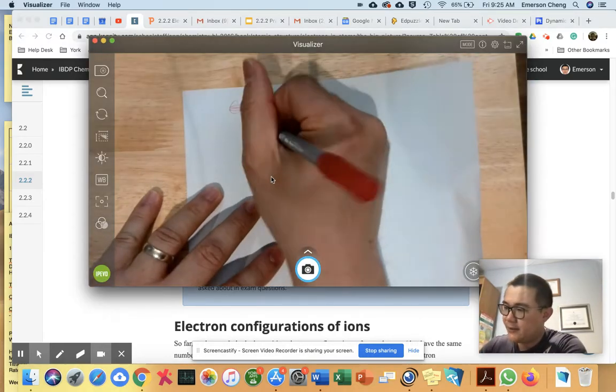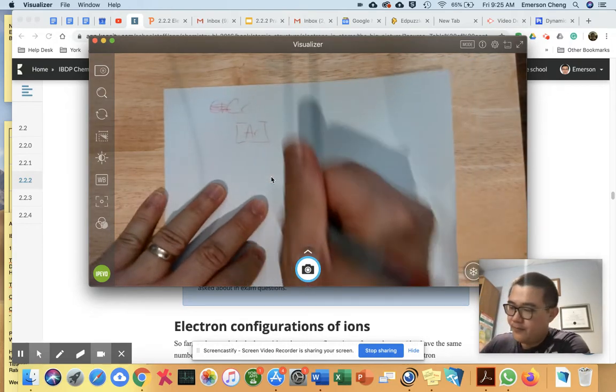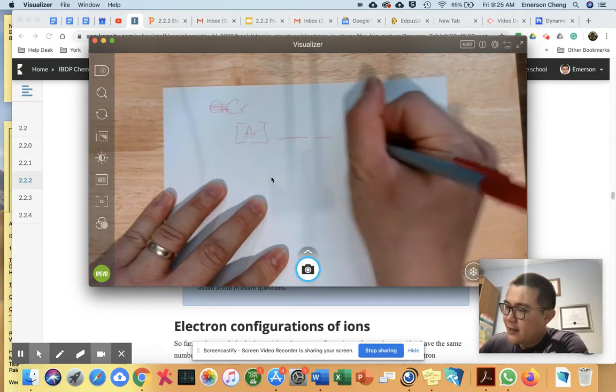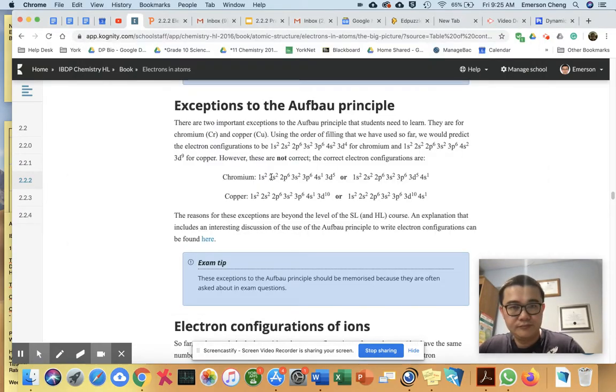So if you look at the argon diagram, you have at that point, okay, so you have these. Let's just say that's the 3d, this is the 4s slots.